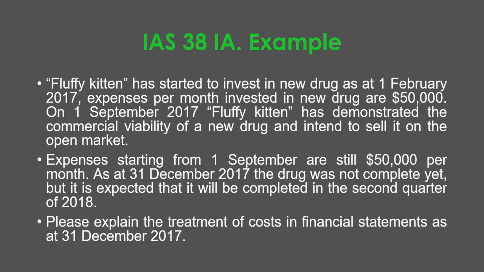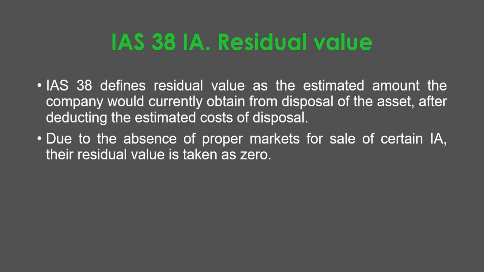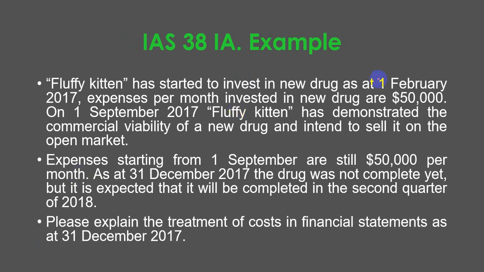So let's look through a simple example. Our entity Fluffy Kitten has started to invest in a new drug as at 1st February 2017. Expenses per month invested in the new drug are $50,000 per month. On 1st September 2017, Fluffy Kitten has demonstrated the commercial viability of the new drug and intends to sell it on the open market.